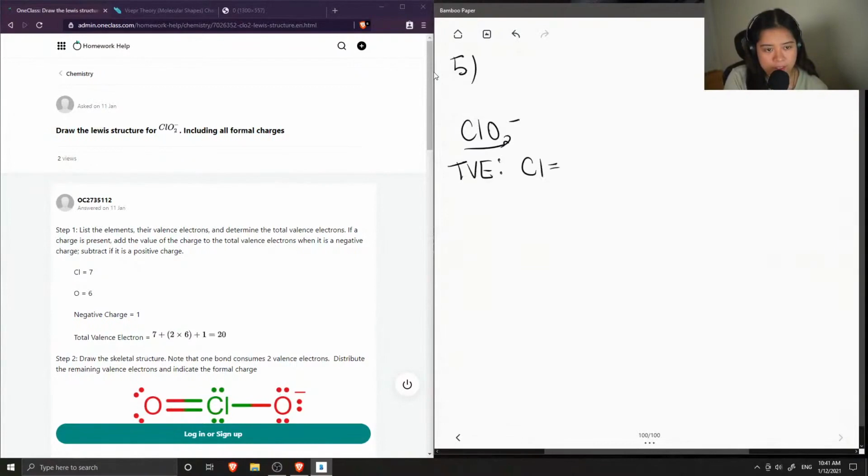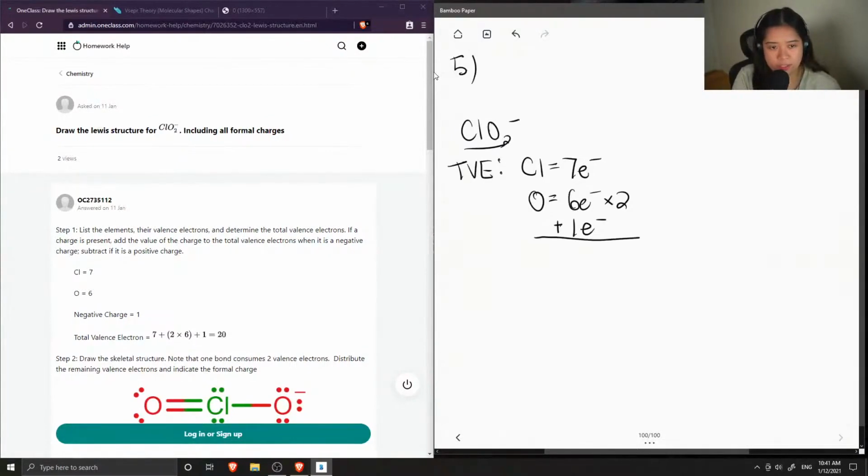Chlorine contains 7 valence electrons, and oxygen contains 6. Since there are 2 oxygen atoms, we multiply this by 2. And the overall ion has a -1 charge, so we're going to add an additional electron to our count. So now 7 plus 12 plus 1, so this gives us 20 valence electrons in total.